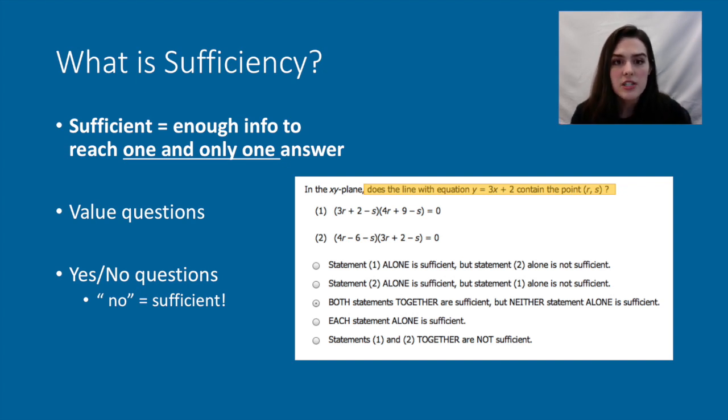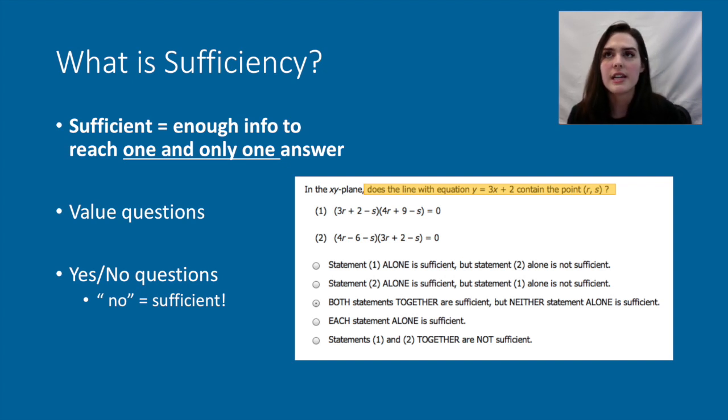So with these 2 different types of questions, we're going to reach one and only one answer. But for value questions, it's going to be one and only one value. And for yes-no questions, it's going to be one and only one yes or no.